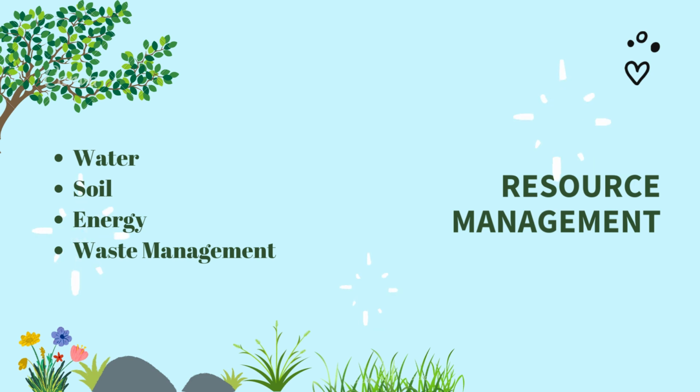Overall, efficient resource management is a critical aspect of farm planning that can help reduce waste, improve sustainability, and lower costs. Key resources to consider include water, soil, energy, and waste. By implementing sustainable practices and technologies, you can help ensure the long-term viability of your operation.